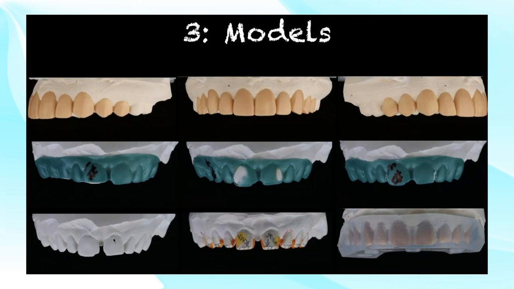So this is what you receive from the lab. You're going to receive three types of models. The first model is going to be the wax up, which is this right here. So this wax up was made by you and the lab. You communicate with each other. You say how long you want those teeth, how wide. So these teeth were 11 and a half by 9 millimeters, which is what we discussed with the patient that she wanted. And they're going to send you this so you can actually show the patient, you know what, this is what your design is.